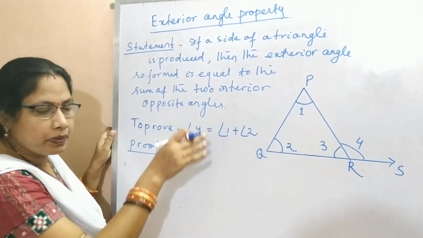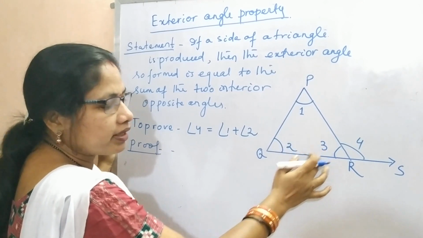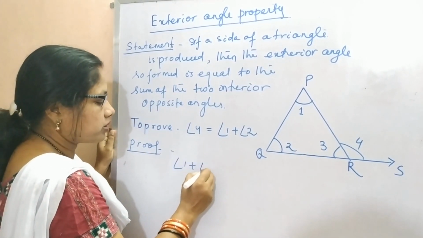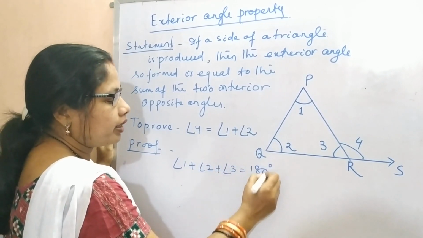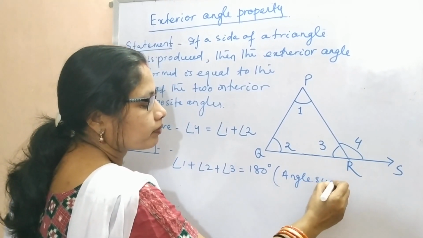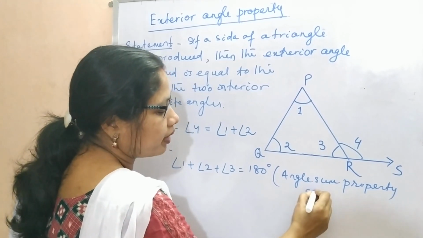So in our previous theorem, we know that angle 1 plus angle 2 plus angle 3 is equal to 180 degrees. This is the angle sum property of a triangle.